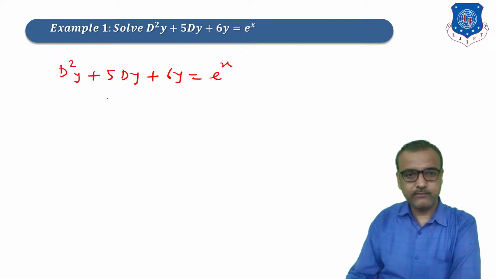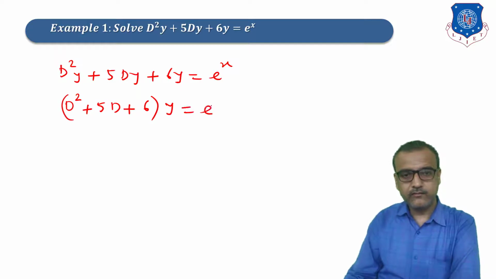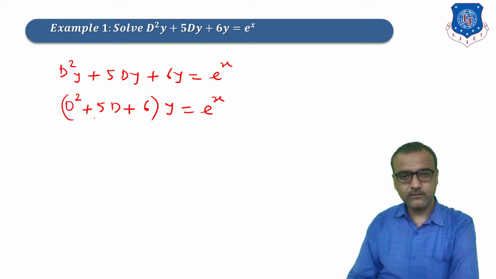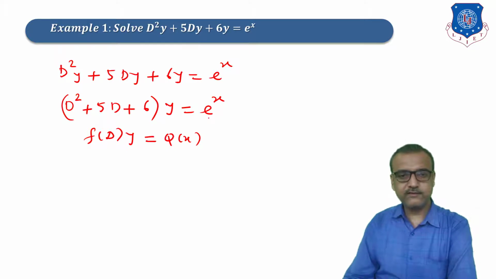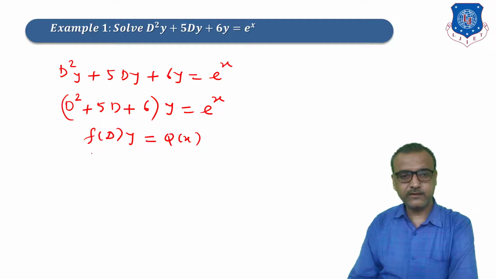Now taking y common, so we have (D square plus 5D plus 6)y equals e raised to x. So this differential equation is of the form f(D)y equals Q of x, where Q of x in this case is e raised to 1x and f(D) is D square plus 5D plus 6. And its solution is given by this formula, that is y equals CF plus PI.